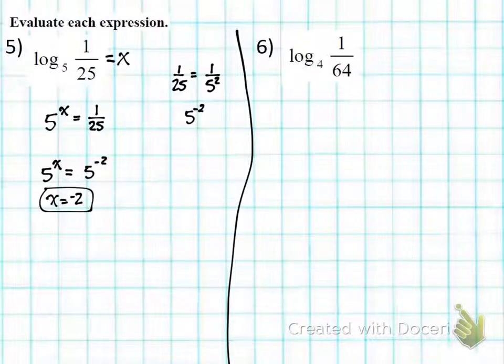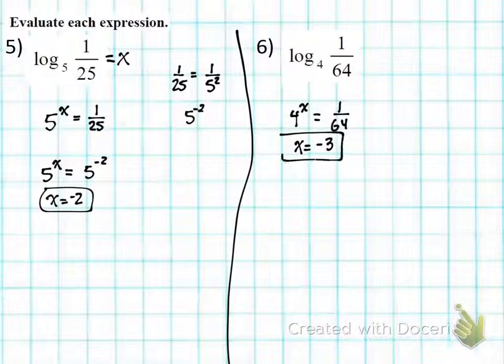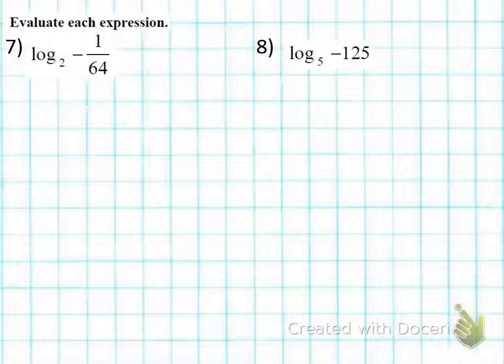So number 6 again, this is like saying 4 to the x power is equal to 1/64. You know, 64 is like saying 4 times 4, which is 16, times 4 again is 64. Okay? So we got x is equal to negative 3. Okay? All right, next one.